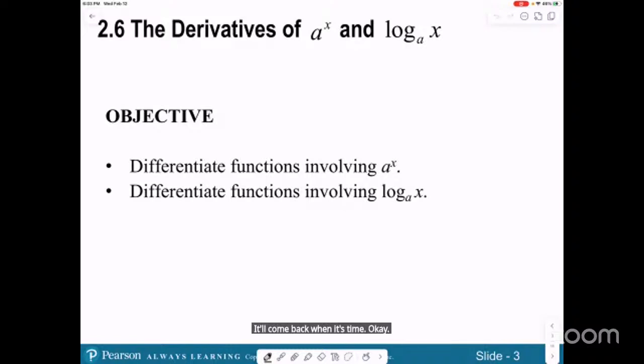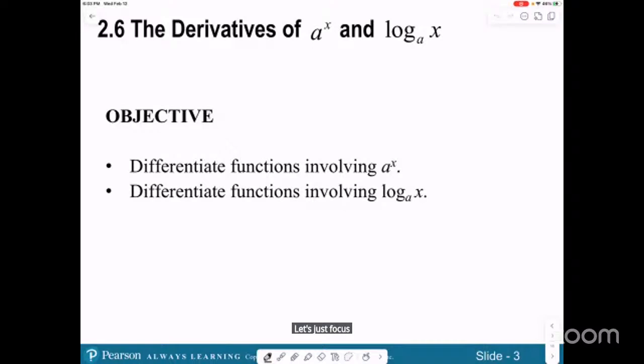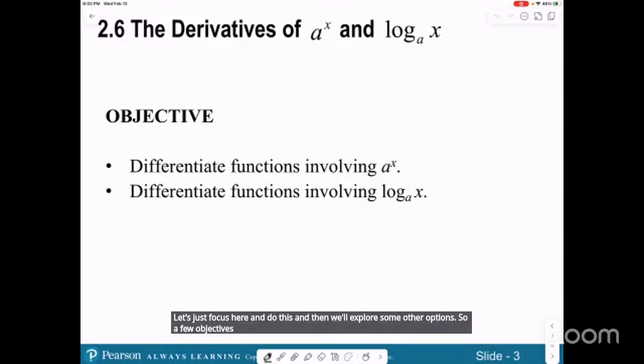So let's get into the meat and potatoes. This looks like a fairly short section, so maybe we'll get some practice with the homework. Let's just focus here and do this, and then we'll explore some other options. So a few objectives here. One, we like to differentiate functions.